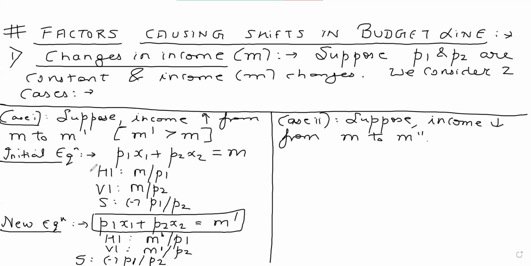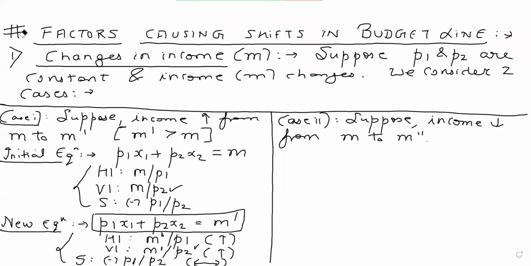Now guys, compare this with this. You see that the horizontal intercept has gone up because for the same P1, my numerator has gone up from M to M dash. Vertical intercept has gone up in comparison because again, for the same P2, my numerator has gone up from M to M dash. Slope is unchanged. Initially also it was minus P1 by P2. Now also it's minus P1 by P2.